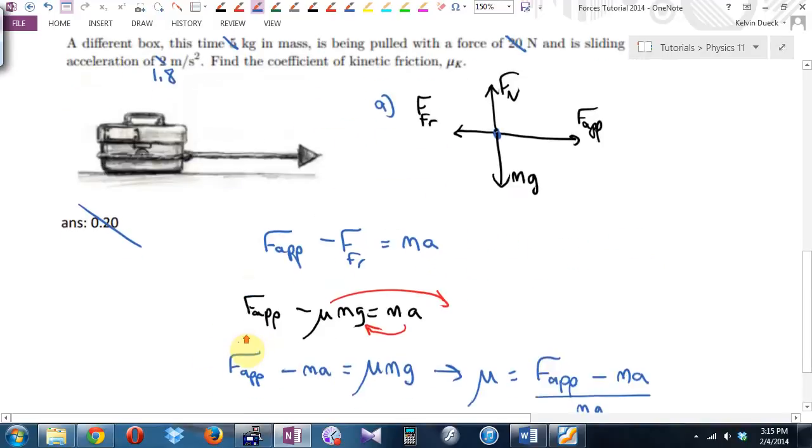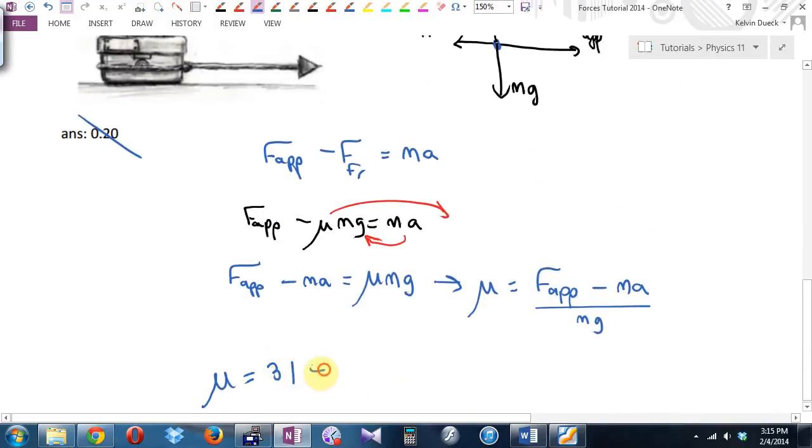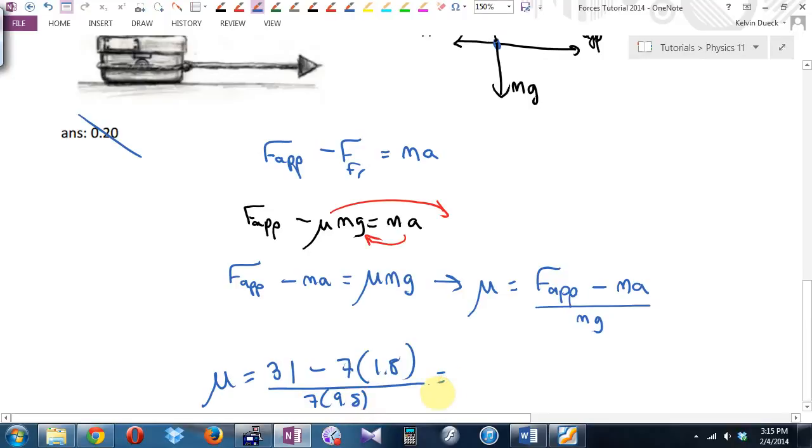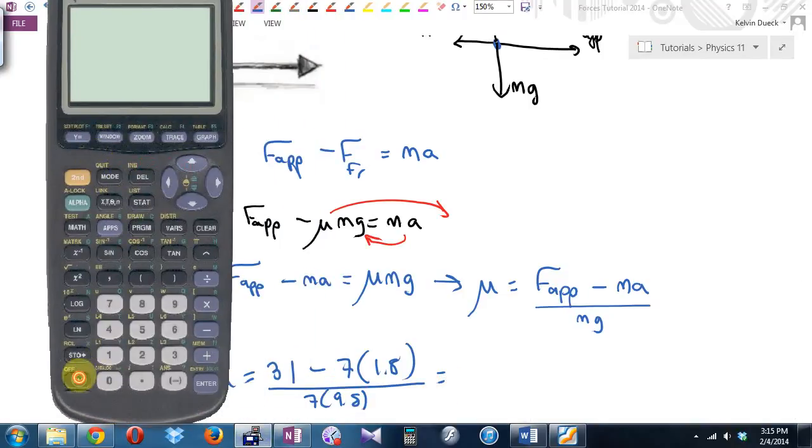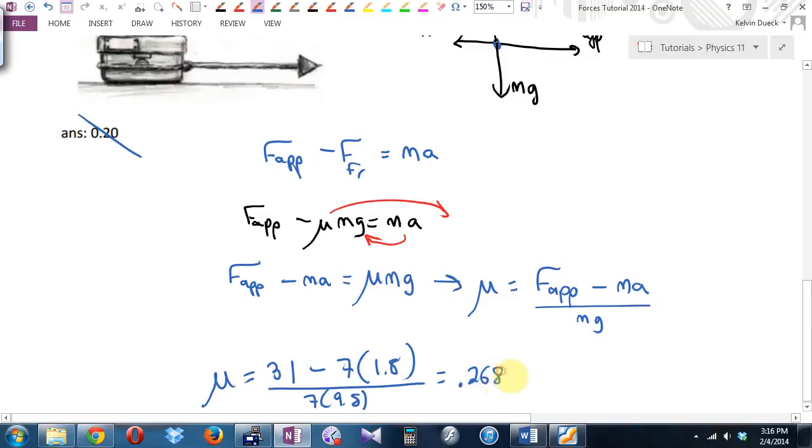Anyways, if I crunch the numbers, the answer is not going to be 0.2. Mu is going to be, what did I say the applied was? 31 minus 7 times 1.8, all divided by 7 times 9.8. Is that okay, Anthony, as an explanation? Does that work for what you were trying to do on the real number 10? It's going to be 31 minus 7 times 1.8, close bracket, divided by bracket 7 times 9.8. I think it's going to be pretty low. Yeah, 0.267. Is that right? Yeah? So 0.268.